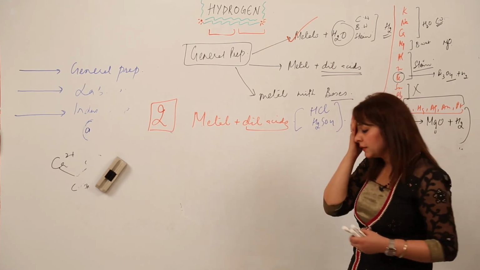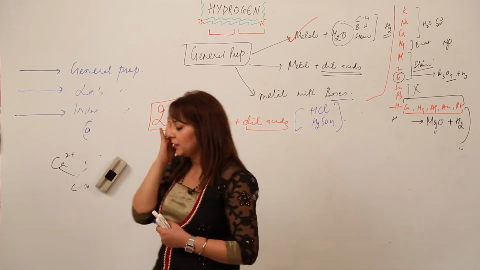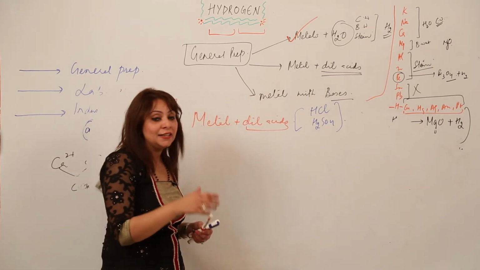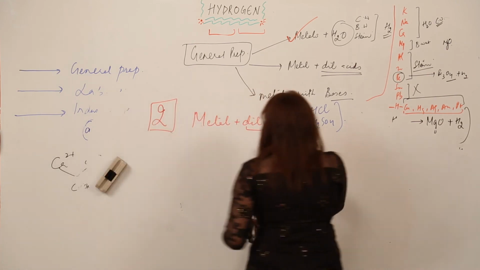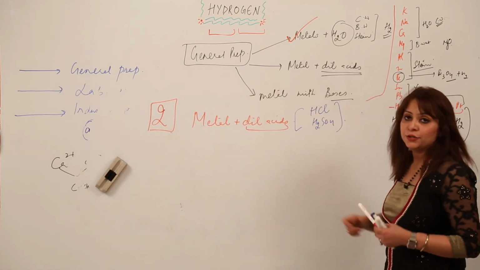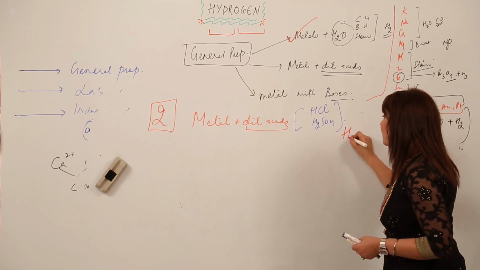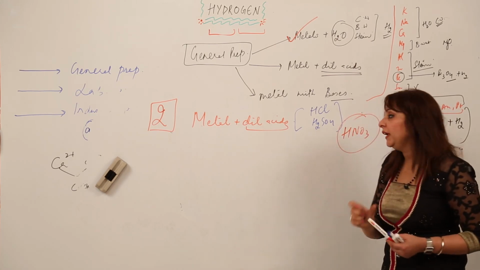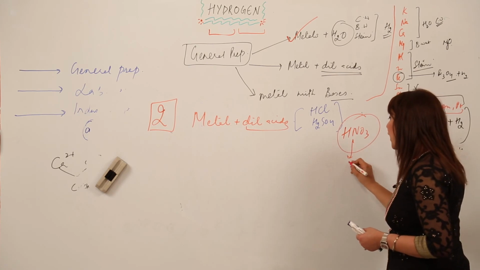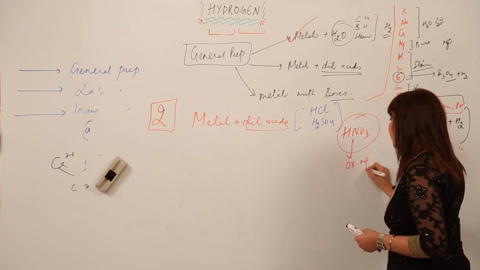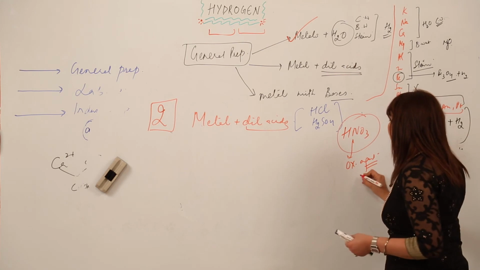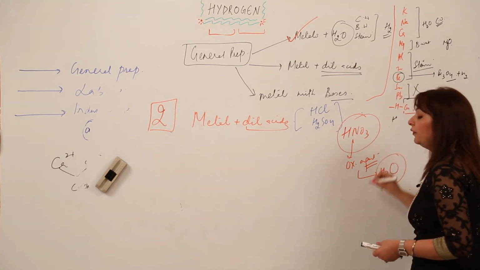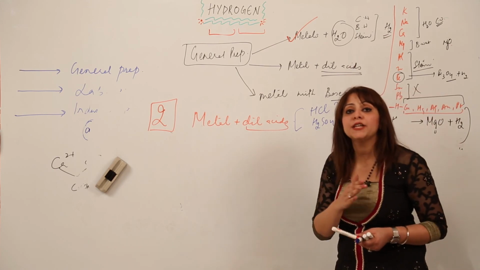One question is just coming to my mind, and I can't stop myself from telling you, because it is an important question. In this case, we use dilute acid HCl and H2SO4. Don't ever use HNO3, because HNO3 is a strong, powerful oxidizing agent. So what does it do? It oxidizes the hydrogen produced into H2O. So we get H2O instead of H2.